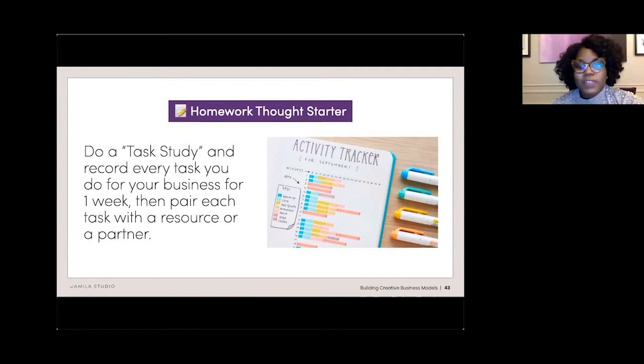So I know a couple people said the thing that was in their way was time. When you can do a task study to figure out everything that you need to do and then begin to delegate that to either a resource or a partner, this is how you get a better management of your time.